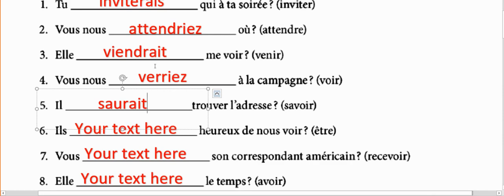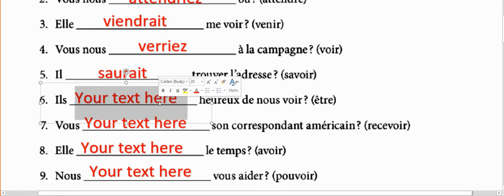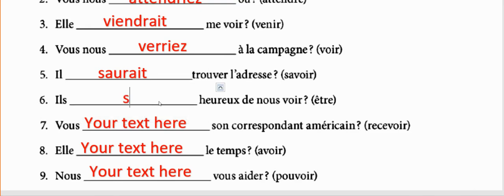So, numéro 6, il. Être is an irregular stem, right? And then it will be S-E-R, and then il serait heureux de nous voir. He would be happy to see us.